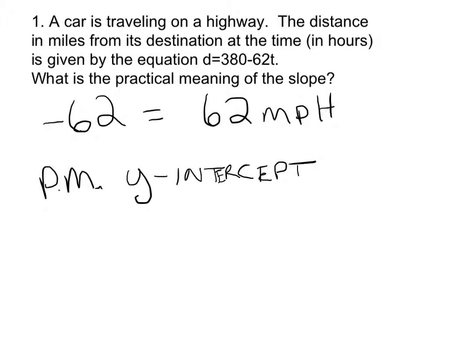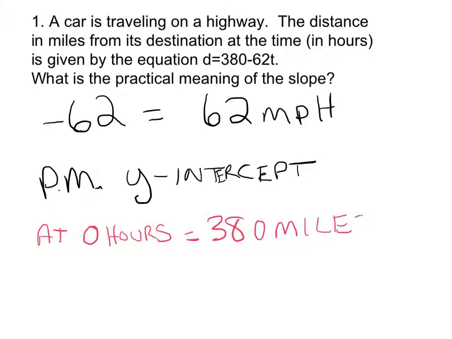So the way that we'd write that one is, you could say at 0 hours, we are 380 miles from our destination. Now you could also say before we began we were 380 miles. At starting, we're 380 miles. Something along those lines will work just fine. It doesn't have to be exact wording, but something along those lines.